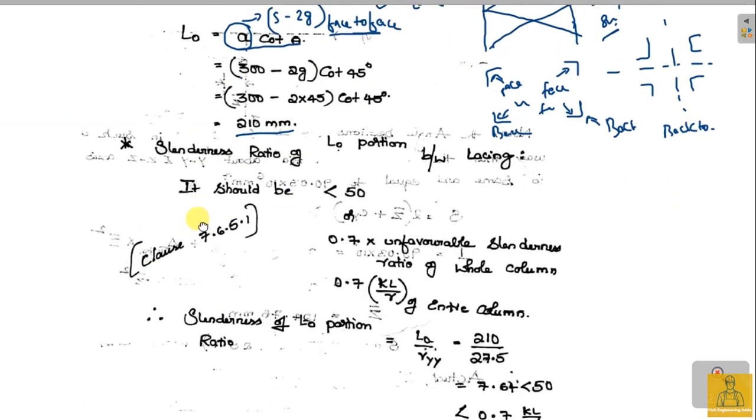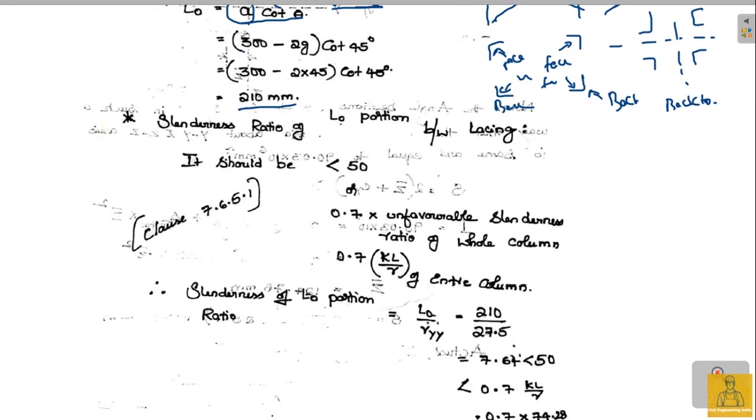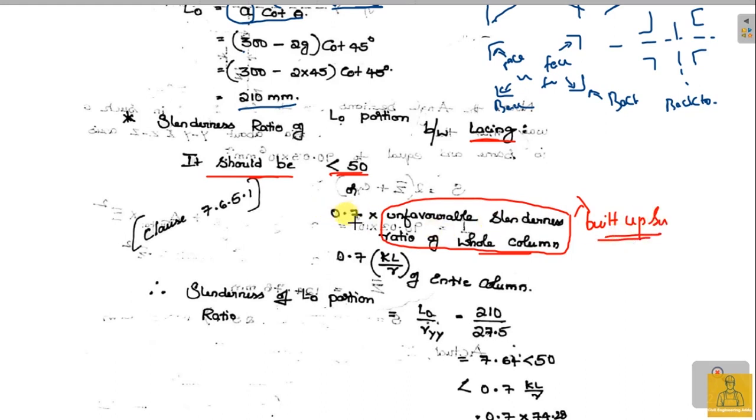The slenderness ratio of the L0 portion between the lacing should be less than 50, or it should be less than 0.7 times the governing slenderness ratio of the whole column. Of course, you have found out the lambda of the built-up section, right? So the slenderness ratio of this portion should be less than 0.7 times that of the built-up section. So this is the same.